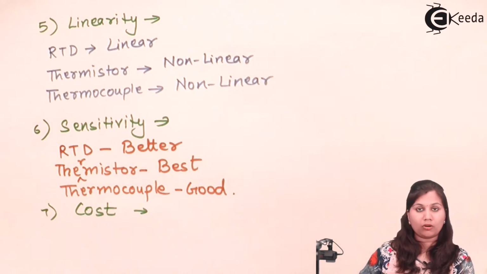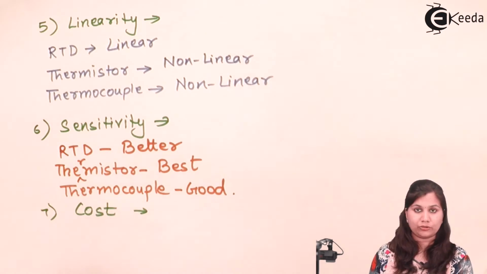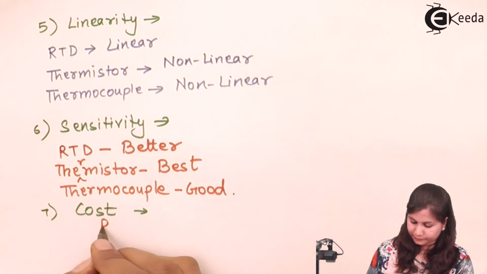If we talk about cost, then thermocouples are the cheapest among these three and RTDs are the most expensive.